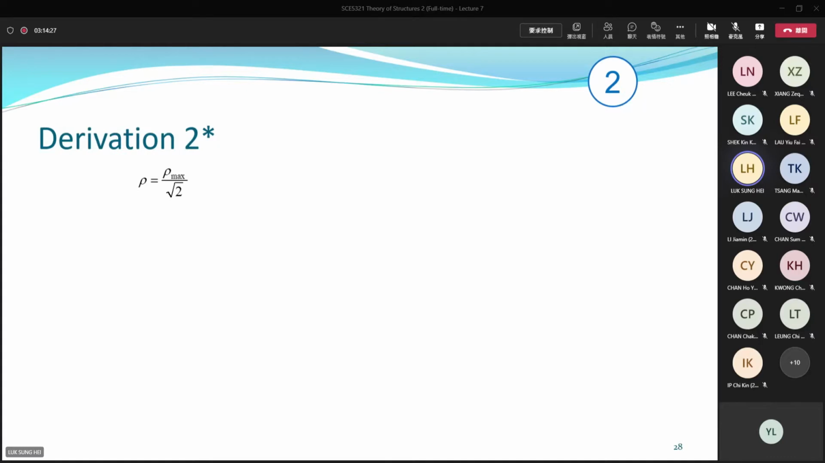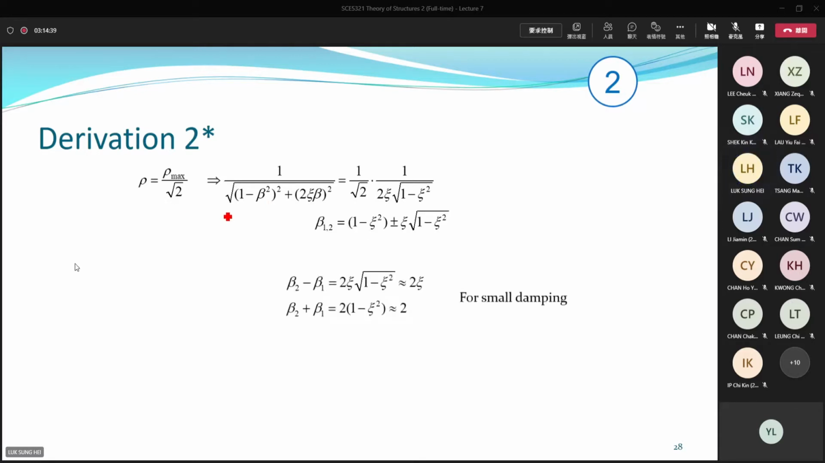The next slide, page 28, shows you a short derivation of why the half power bandwidth method has such a magic number. If you like, you may have a look at these derivations. It lets you know why we consider the magic number square root 2.